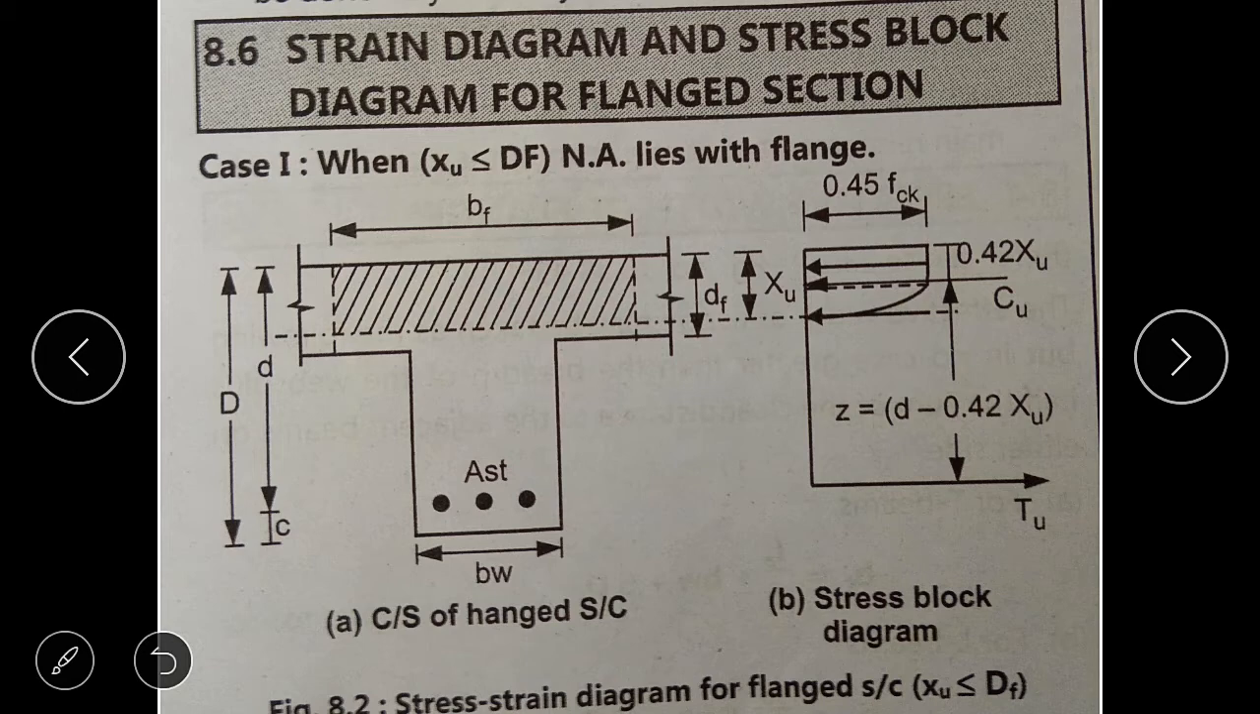Okay, so the first condition is here: strain diagram and stress block diagram for the flanged beam. Case number 1: when XU is equal to or smaller than DF, then the NA lies within the flange, meaning the neutral axis lies within the flange. This is the neutral axis, and it lies within the flange. Here the flange ends, so the neutral axis lies within the flange. This is the first case.